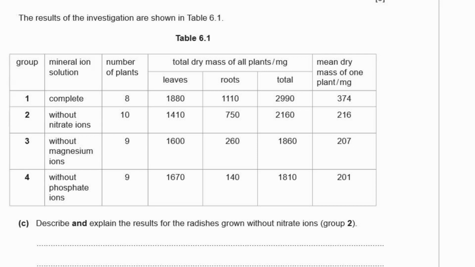This one, one didn't germinate. Okay, that happens. And what they did was they took the dry mass. The dry mass means they take out the plant at the end of the experiment, and they dry it out, and then they weigh it. So this is not including any water that's in the plants. And they have the leaves, the roots, the total dry mass, and then they took the average of one plant.